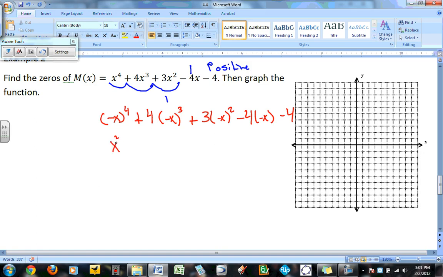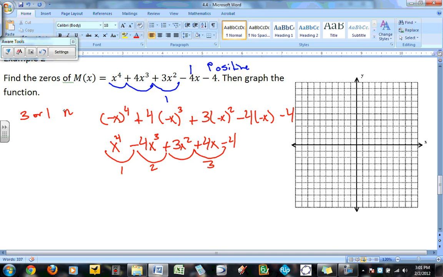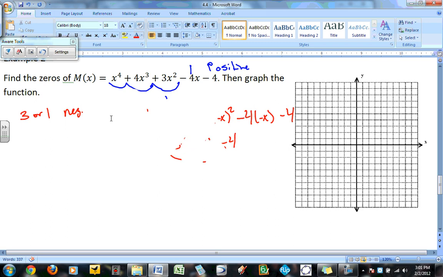This is going to be a positive x to the fourth. Then this is going to be still a negative, so minus 4x cubed. This is still going to be a positive, so plus 3x squared. This will turn into a positive. Negative times a negative is a positive, so plus 4x and then minus 4. How many sign changes do we have then? We have one sign change here, two sign changes. This one is the same, no sign change there. Three sign changes, so we're going to have 3 or 1 negative roots. All right, so that's going to help us in our decision process on what to pick for our options for our roots here. So we have one positive one and 3 or 1 negative ones.